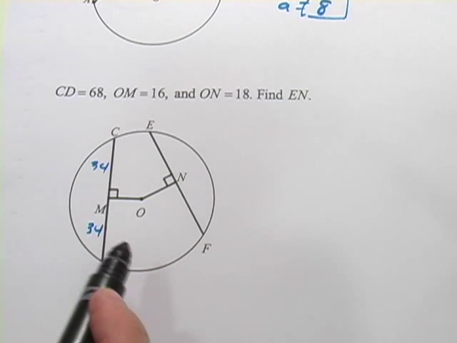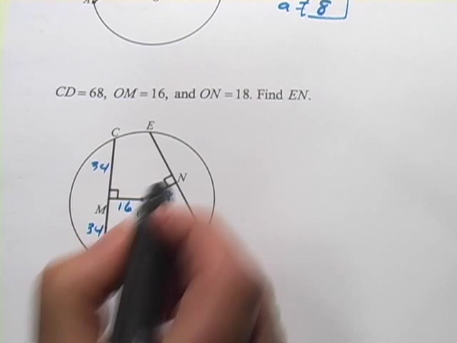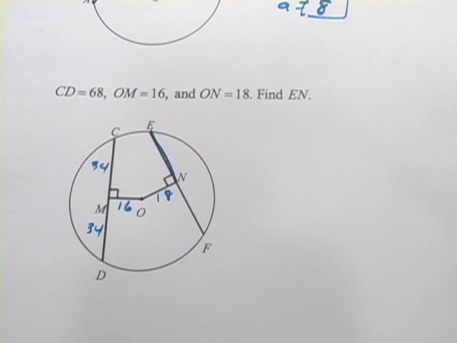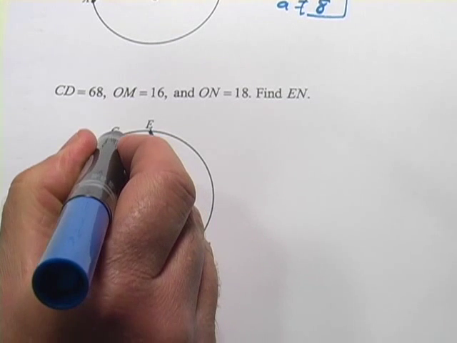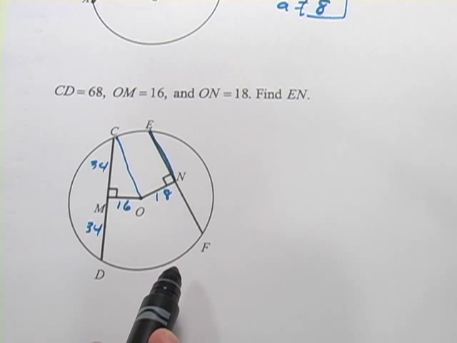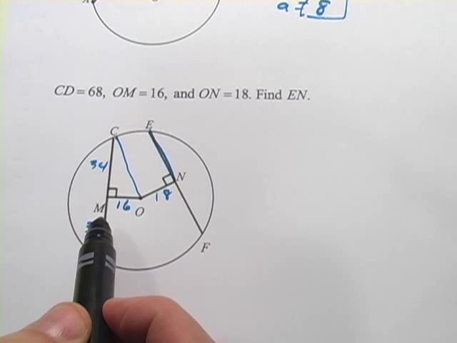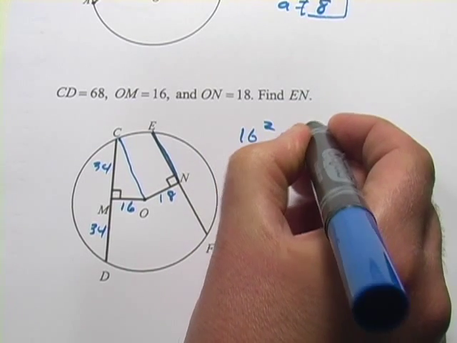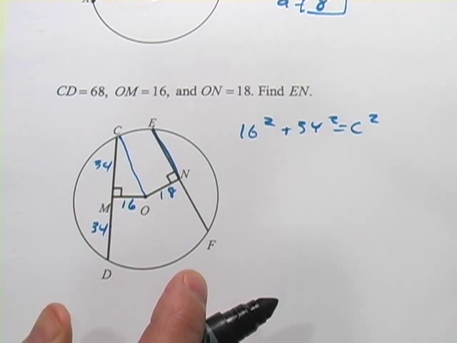We have OM, so I'll put that in, that's 16. And ON is 18. We're trying to find EN, so we're trying to find this side right there. This is going to take a little bit of work, but I'm going to do the same trick I did last time. I'm going to draw in a line here, a radius from O to C. And in this case, I'm going to solve this right triangle that I've created to find that radius. So that would be 16 squared plus 34 squared equals C squared. Our radius is the hypotenuse in this case.